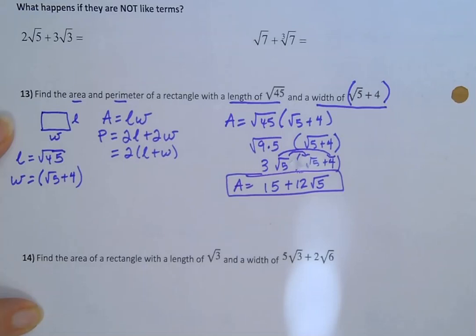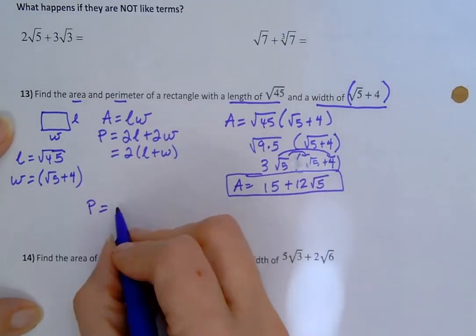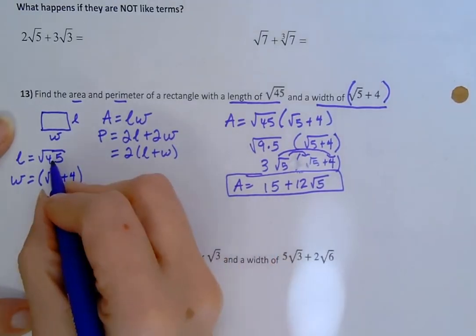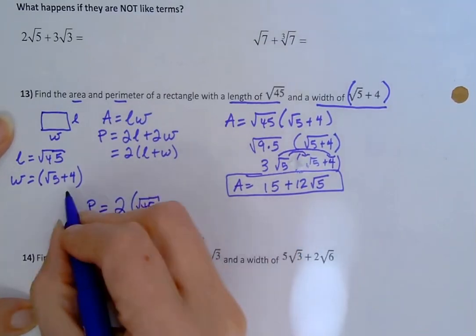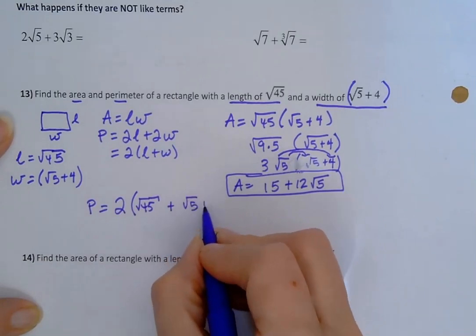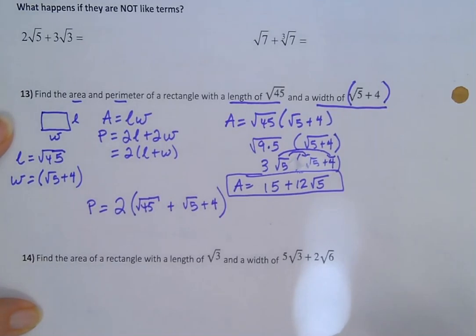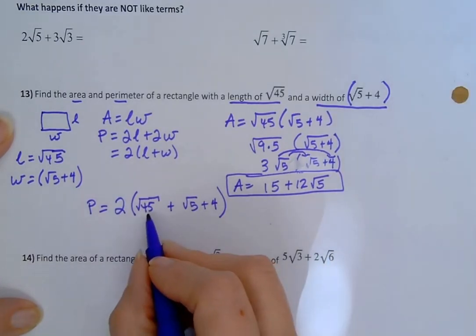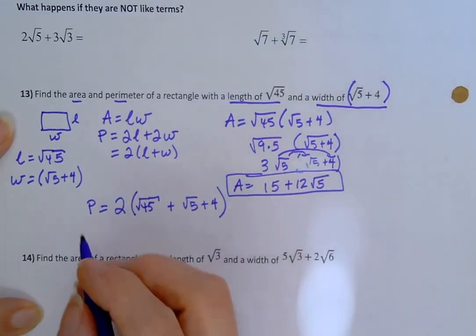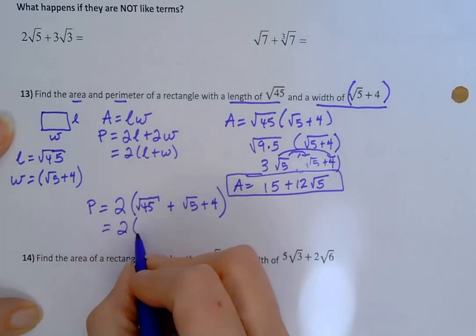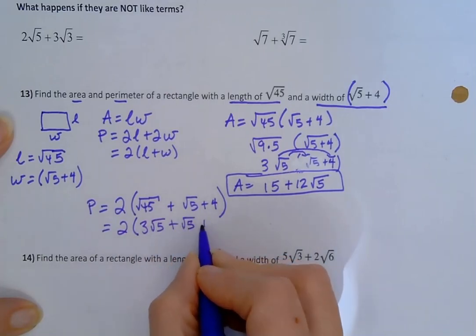All right, perimeter, on the other hand, I'm going to use the second equation. So I'm going to say it's 2 times the length plus the width. My length is square root of 45 plus my width, and my width is the square root of 5 plus 4. Okay, since I'm just adding, I don't really need the second set of parentheses. We've already decided that the square root of 45 is 3 times the square root of 5, right? So I'm going to write this as 2 times, in parentheses, 3 times the square root of 5 plus the square root of 5 plus 4.